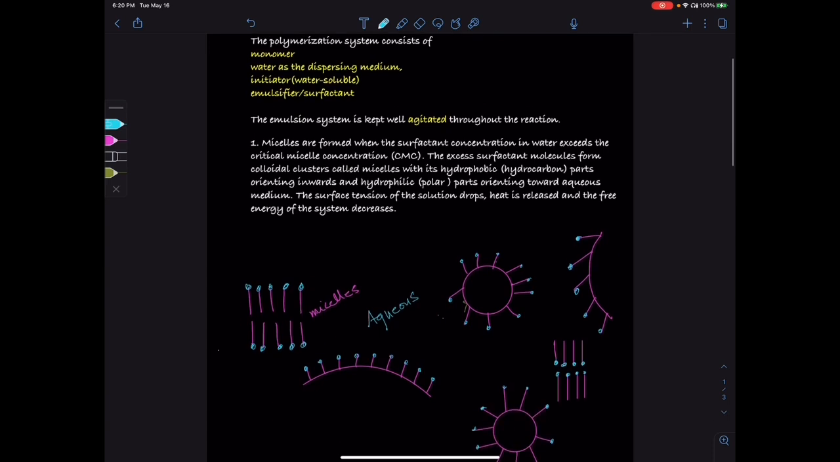When a micelle is formed, the surface tension of the solution drops, heat is released, and the free energy of the system decreases, and that gives it stability.